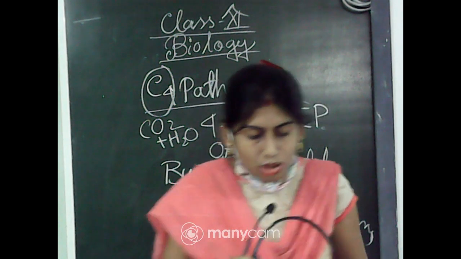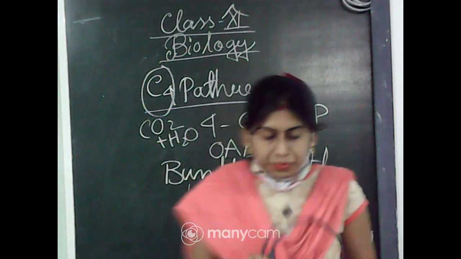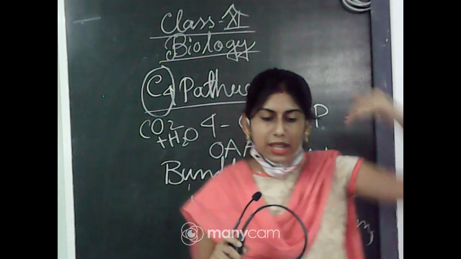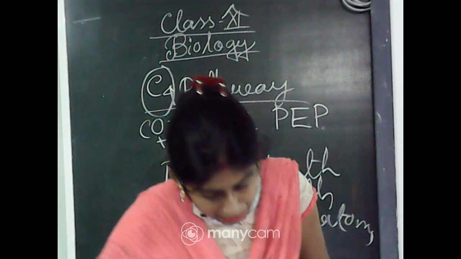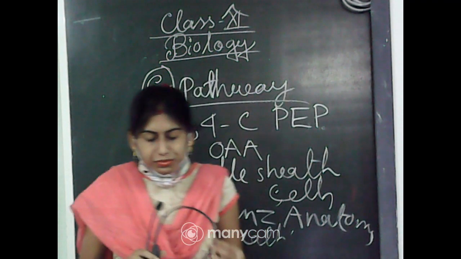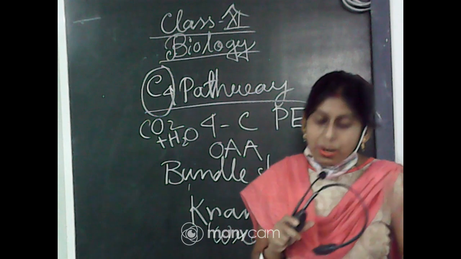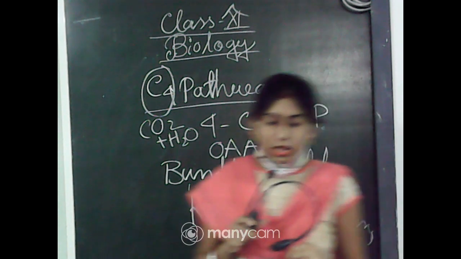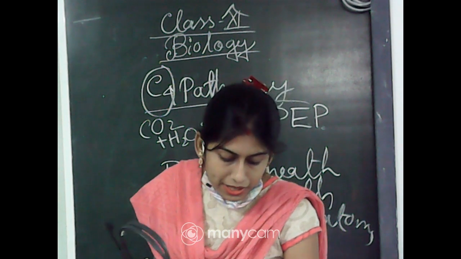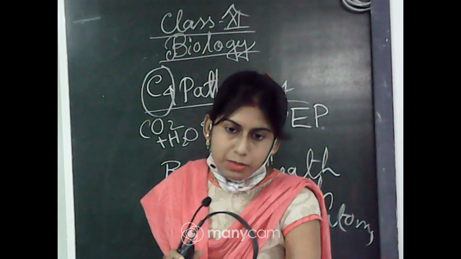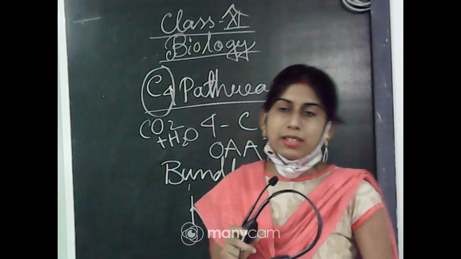Now this oxaloacetic acid will convert into malic acid or aspartic acid in the mesophyll cell itself, and then it will pass to the below where the bundle sheath cells are present. Okay, now in the bundle sheath cells, the C4 acids are broken down to release carbon dioxide and a 3-carbon molecule, which is pyruvic acid. You can see in that diagram that the C4 acid is transported into the bundle sheath cell where the decarboxylation takes place.